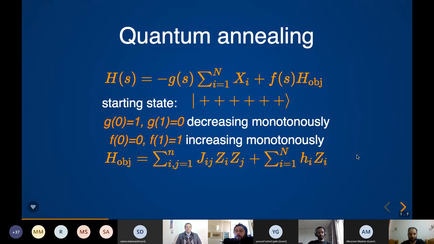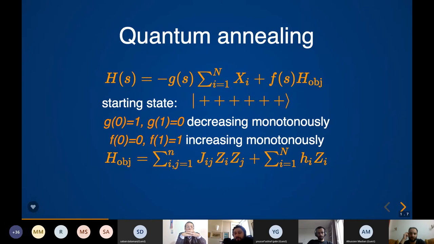Namely, you start from the state plus plus plus plus plus plus plus. So each qubit is in the state plus. What is that state? That's nothing other than the equal weighted linear combination of the states 0 and 1. So it's 1 over the square root of 2 times 0 plus 1 over the square root of 2 times 1. And if you tensor these all together, what you get is the equal weighted superposition of all the binary strings in the computational basis. So if you write this out in the computational basis, that is in the basis of 0, 0, 0, 0, 0, 1, 0, 0, 0, and so on, you get all of them with the same weight, it's an equal superposition of all the outcomes.